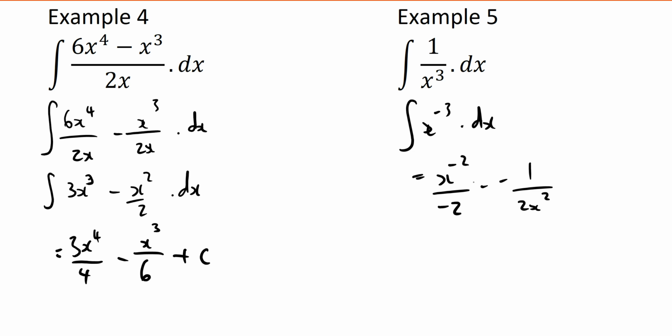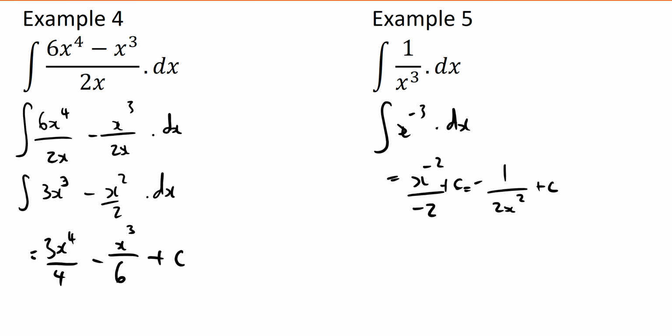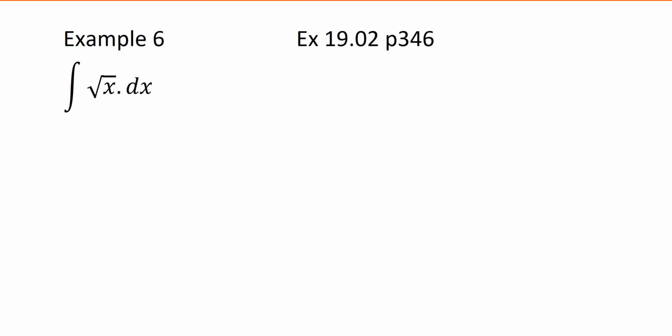How is that the same as the first one? Negative 1 over 2x squared. Here's my negative 1 over 2, x to the power of negative 2. Put on the bottom line becomes x squared, doesn't it? But it doesn't matter what way you write it. Don't worry at this stage. Okay, and the last one.